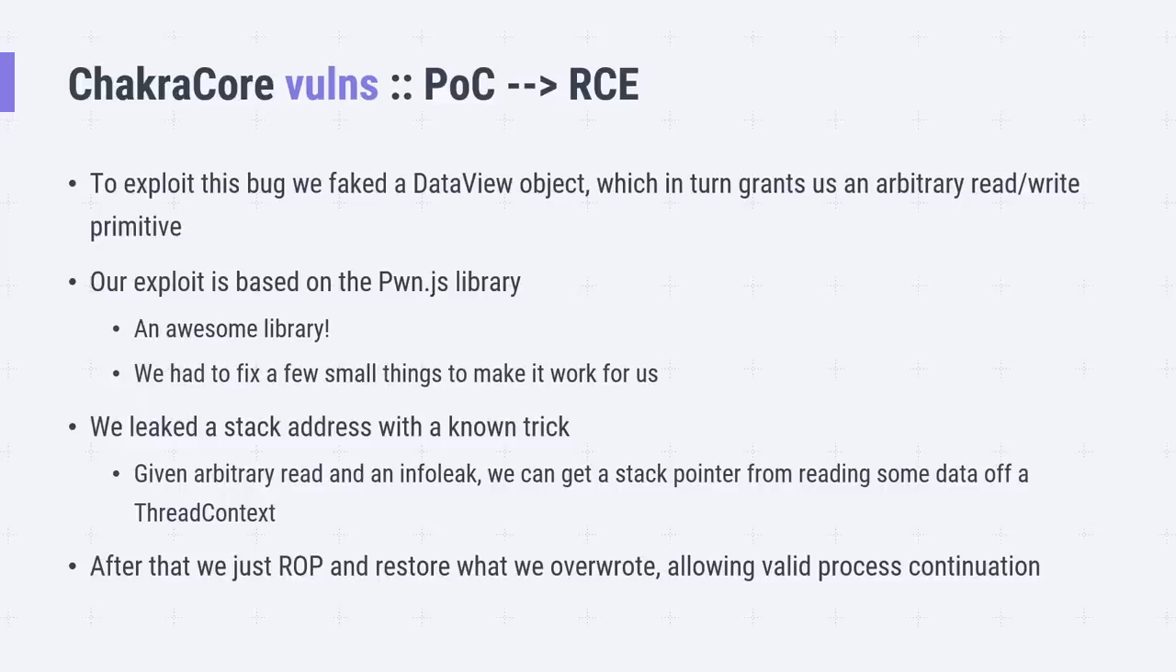And from there, what we did was to use a known trick, which is to find a stack address and overwrite it to execute our code in ROP. So to do all that, we used a great library which is called Pwn.js. We had to fix a few things, but it did most of the work. What it did was basically do what we explained. It requires us to have a read-write primitive, and then what it does is to scan the program to find a stack pointer. From there, it overwrites the stack with whatever we want because we got an arbitrary read-write primitive. And then what happens is we can execute code in ROP.